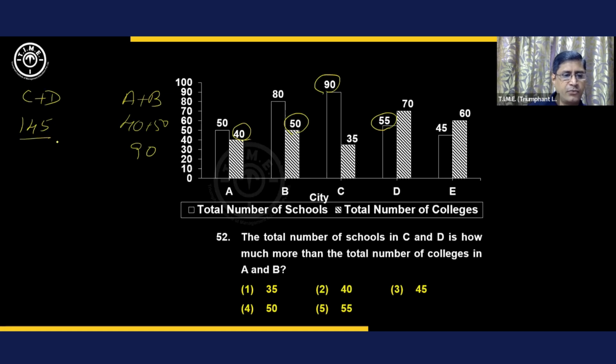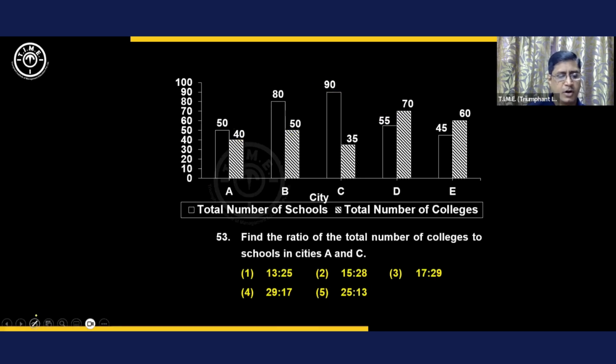So here 145, how much is it more than? So the difference is to be found. The difference is equal to 55. What is the right choice? Option number 5. Fifth choice is the right answer. Now look at the next question on your screen.